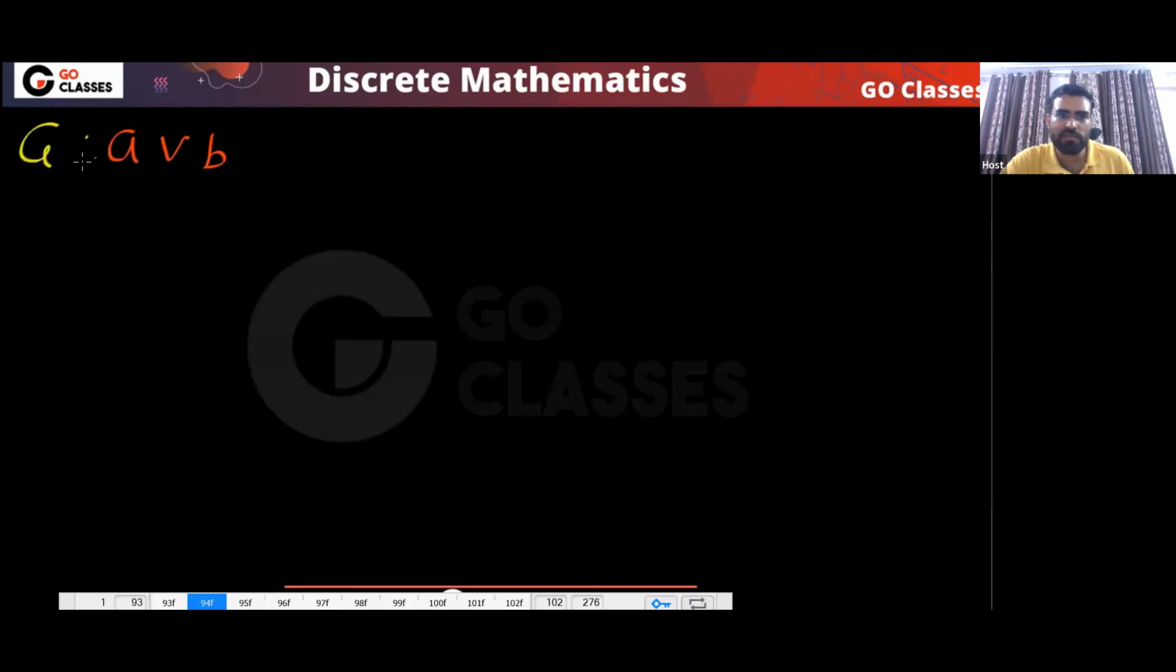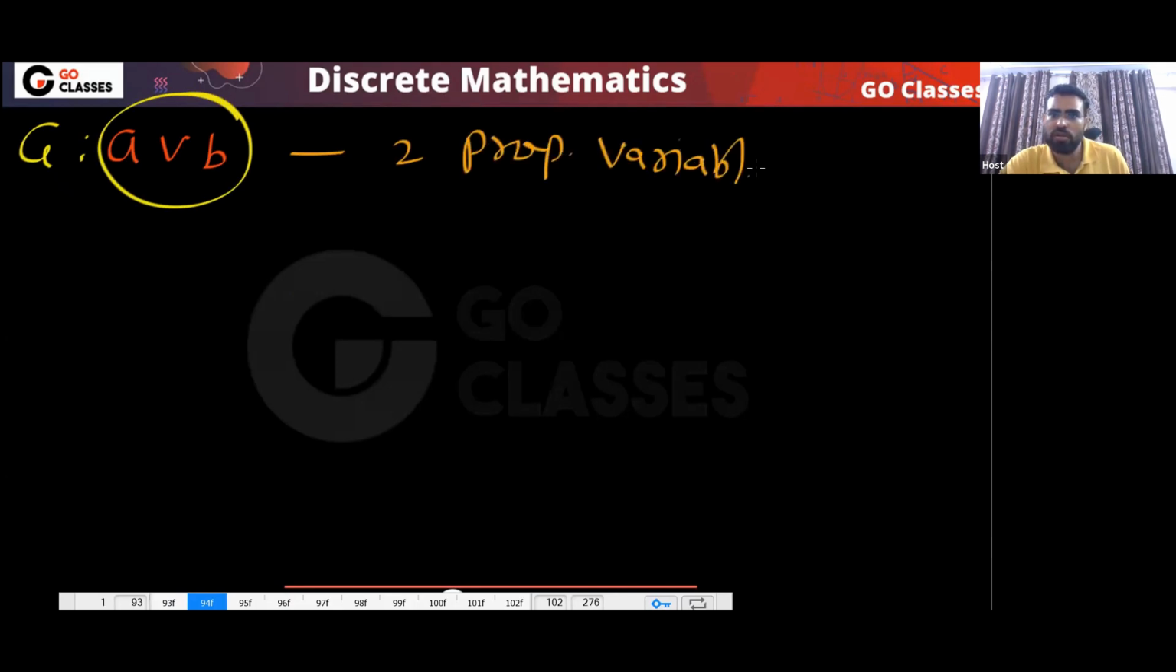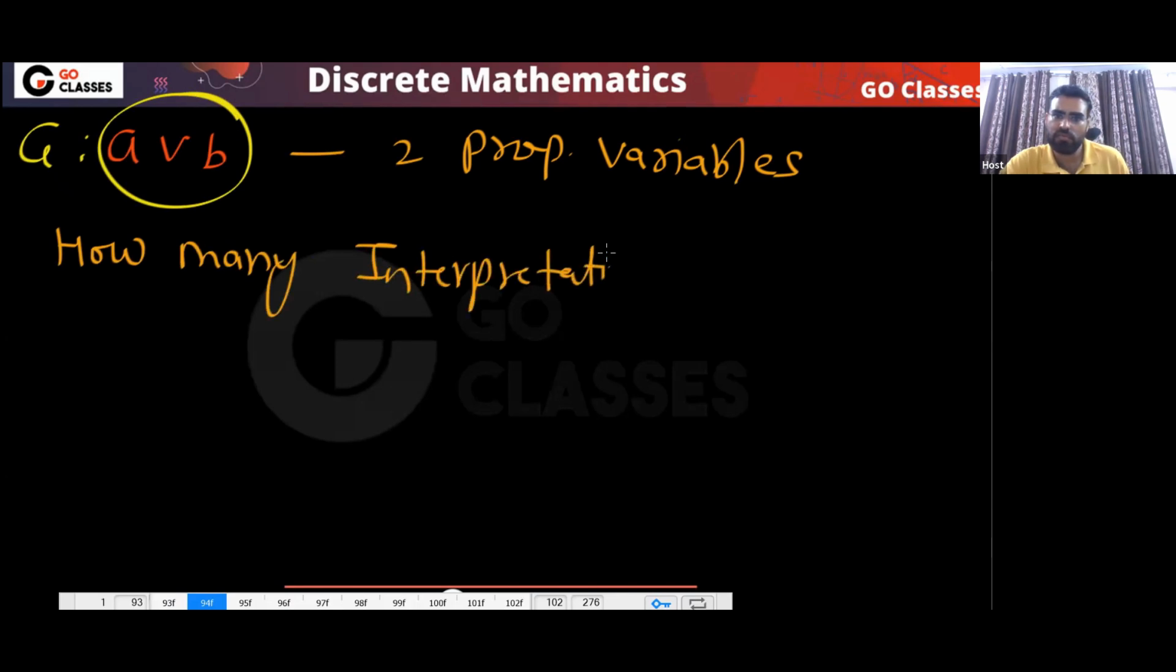If you have this expression, you have a total of 2 propositional variables. So how many interpretations are there? For G, how many interpretations do we have? The answer is very simple, a total of 4.